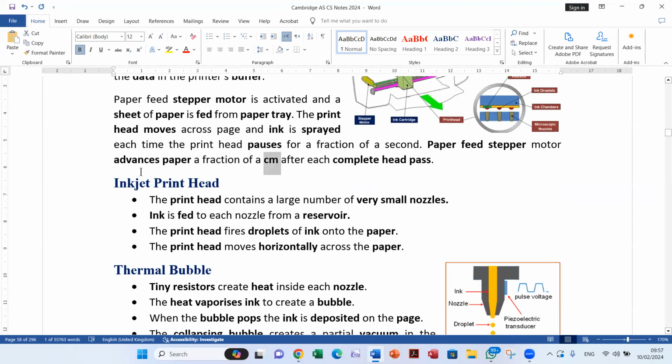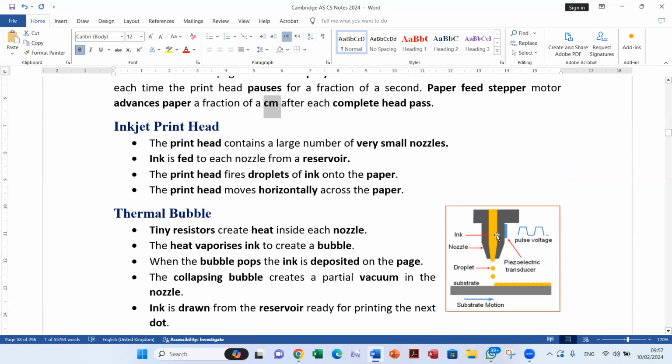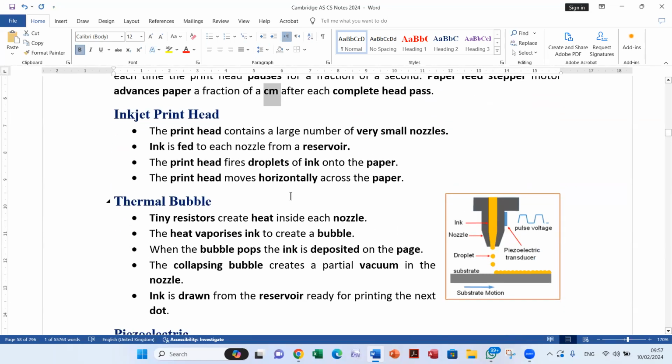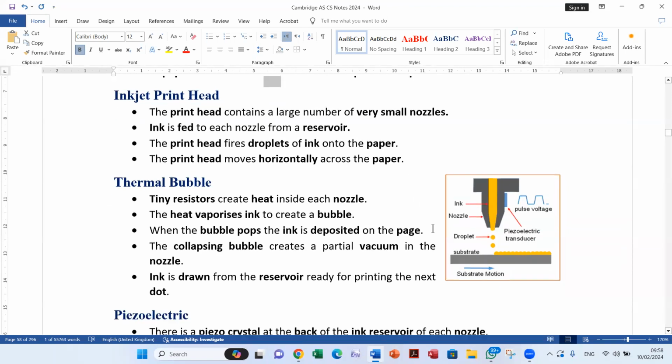Let us talk more about the inkjet print head. The print head contains a large number of very small nozzles. Ink is fed to each nozzle from a reservoir. You may have three or four different ink colors, and the head mixes these colors in special percentages to define every possible color. The print head fires droplets of ink onto the paper and moves horizontally across the paper.